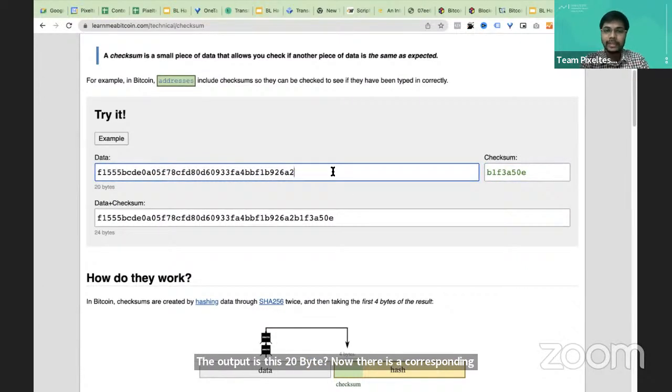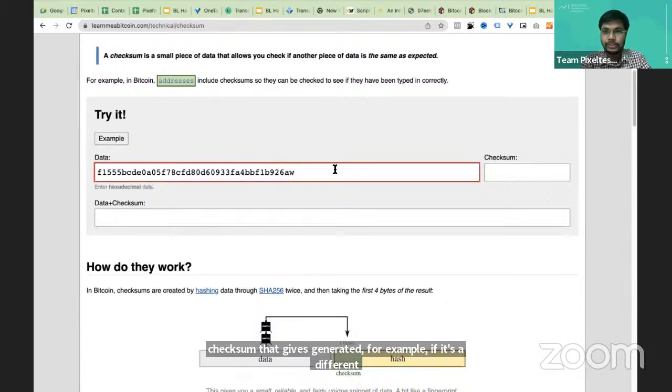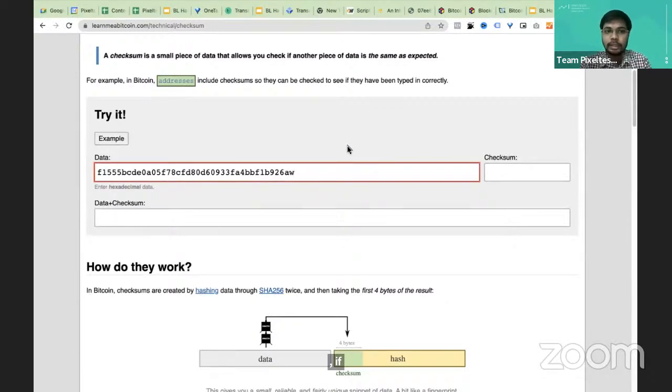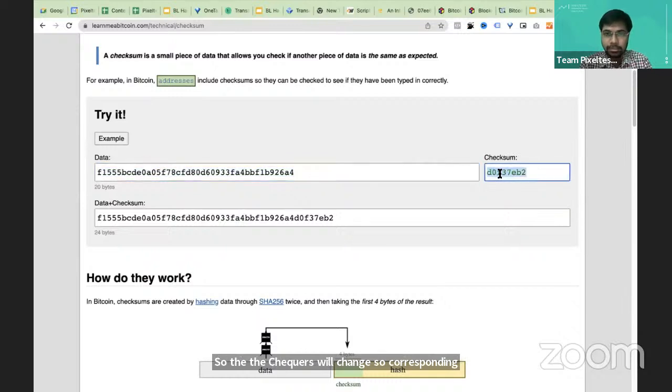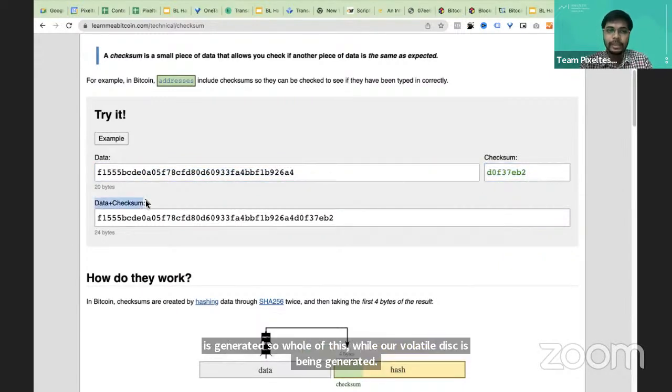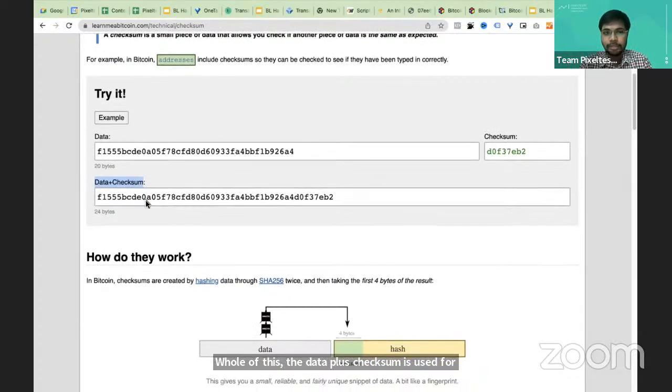For example, if it's different data, if the hash is different, I'm going to change it. You can see that it will not be okay. So the checksum will change. Corresponding to each data, the checksum is generated. So while a wallet address is being generated, the whole of this, the data plus checksum, is used for converting it into a base 58.